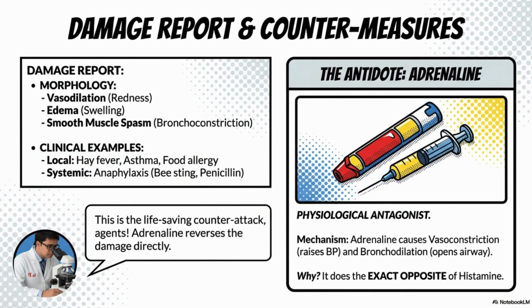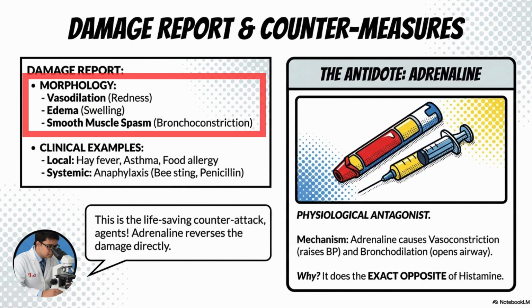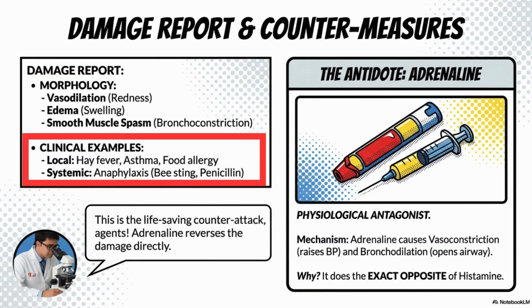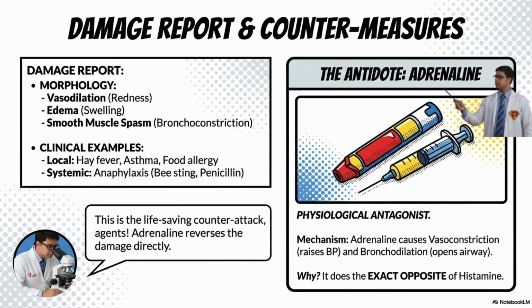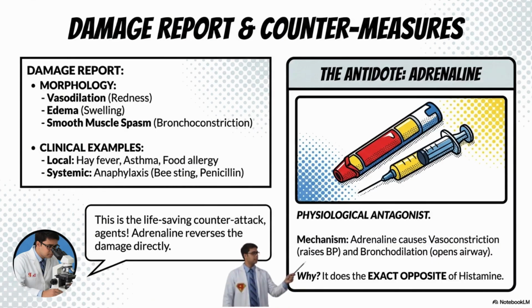Here's the damage report. Morphologically, you see vasodilation causing redness, edema causing swelling, and smooth muscle spasm causing bronchoconstriction. Clinical examples are, locally, hay fever and asthma, and systemically, anaphylaxis like from a bee sting or penicillin. But we have an antidote, adrenaline. This is the physiological antagonist. Why? Because it does the exact opposite of histamine. It causes vasoconstriction to raise BP and bronchodilation to open the airway.